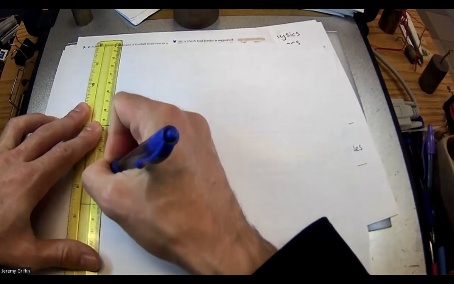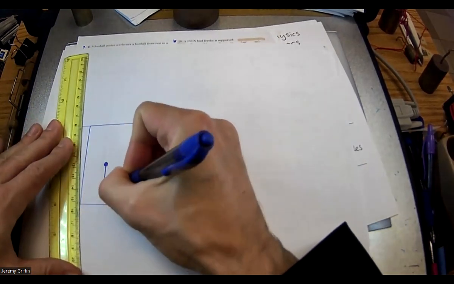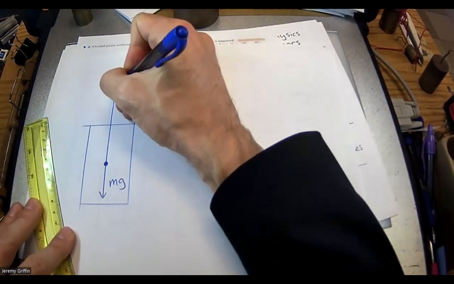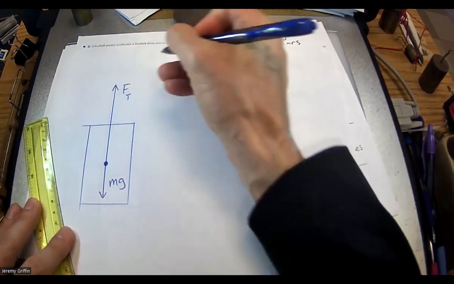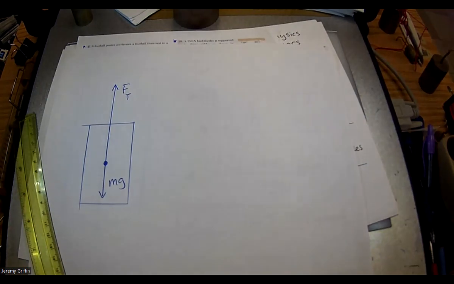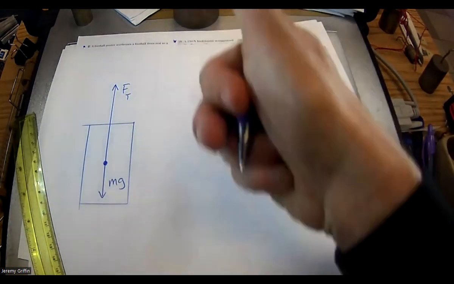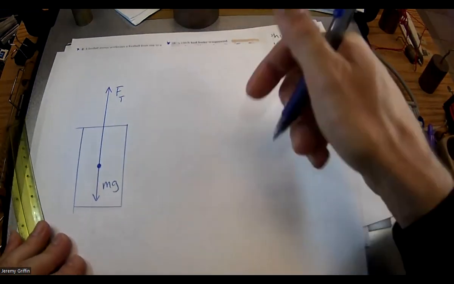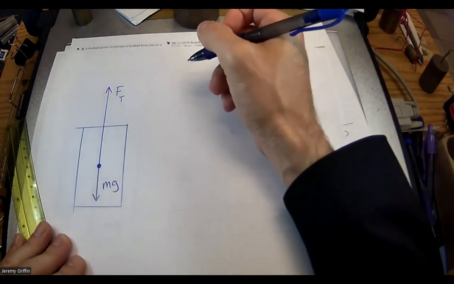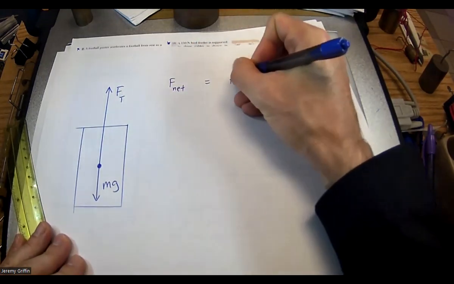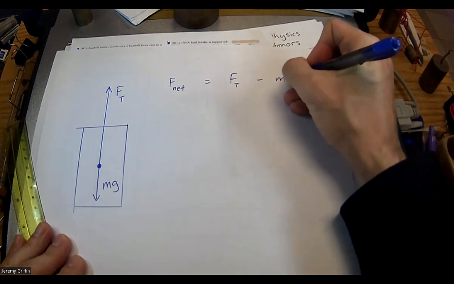This elevator has a weight, I'll say mg. And maybe there's a cable pulling the elevator up and it has some tension. I'll do F sub T for a tension force. It looks pretty similar to what we just did, right? Instead of a normal force from a scale, now it's just a tension in the cable pulling it up. So the net force is equal to, in this case, the tension force minus the weight of the whole elevator.